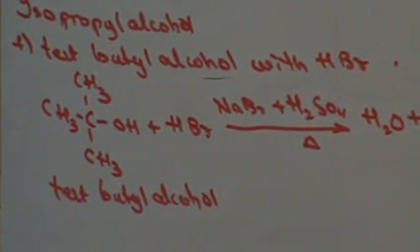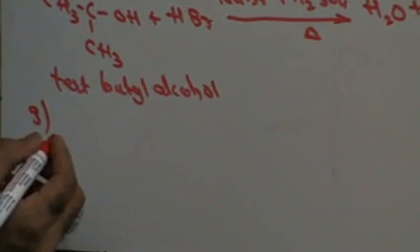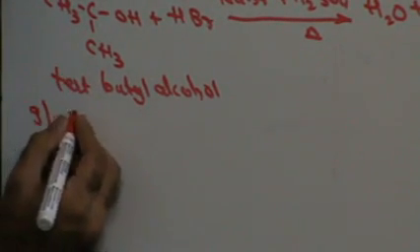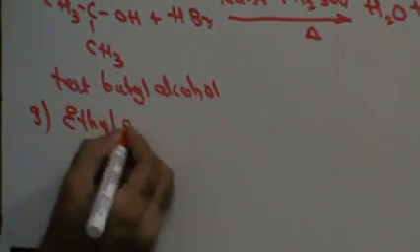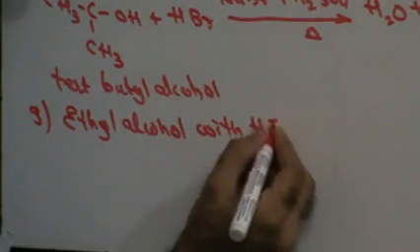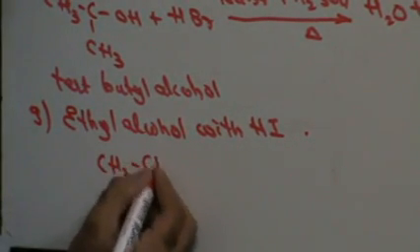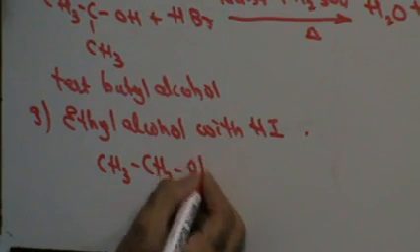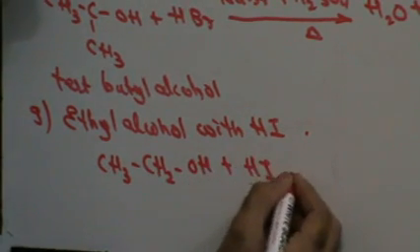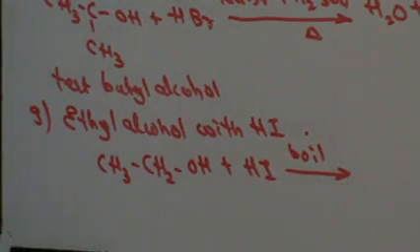Instead of taking hydrogen bromide, I could even try this reaction with hydrogen iodide. Suppose I do the reaction with hydrogen iodide, what happens when ethyl alcohol reacts with hydrogen iodide? Ethyl alcohol, ethyl, 2 carbon atoms, alcohol, reacts with hydrogen iodide. Boil the solution. You would still have the same kind of reaction.